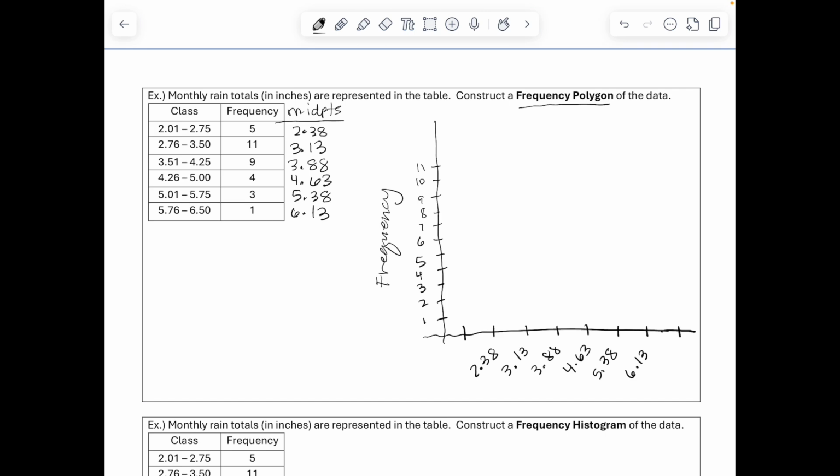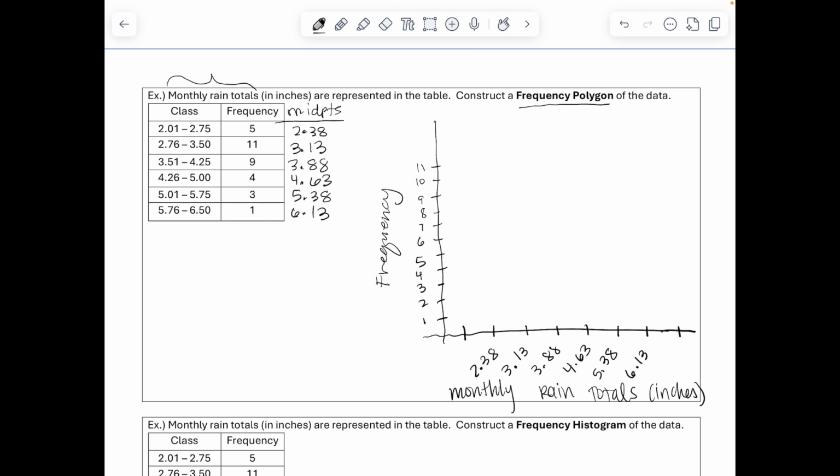I need to label my axes, and this is talking about the data that we have given, and this is going to be our monthly rain totals. So this is monthly rain totals, and it's given in inches.